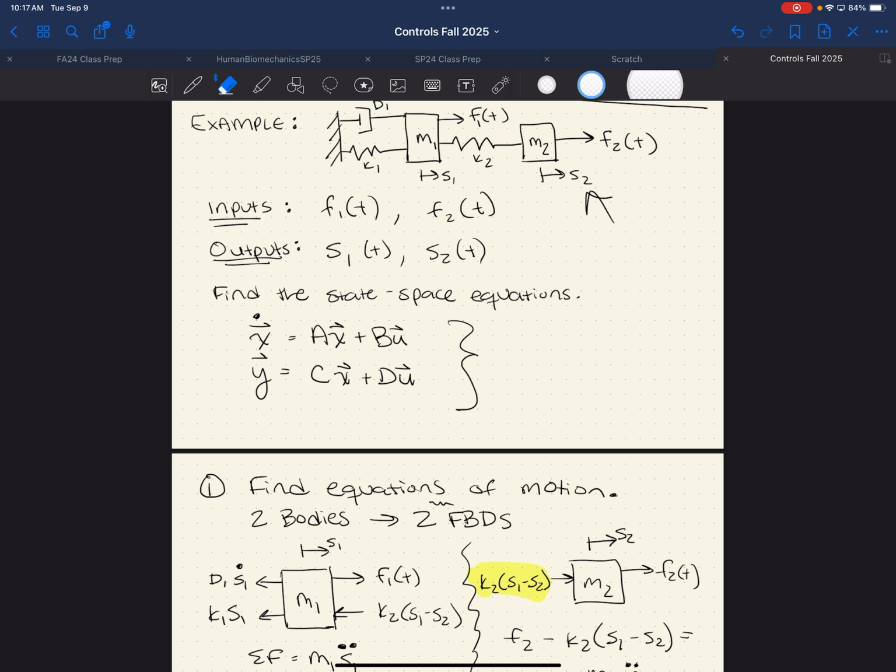So if you move to the right, it would push on M2 if S1 minus S2 is a positive number, I think. Is that right? That makes sense. Positive is going to be compressive. Yes. So if S1 is greater than S2, then the spring will push on M2. So it goes S1 first minus S2.